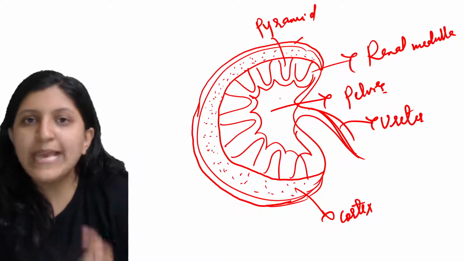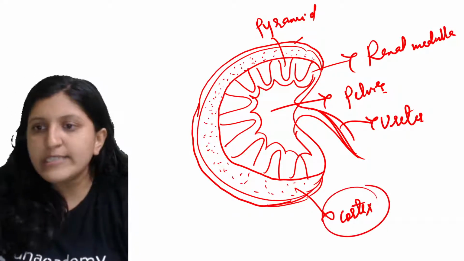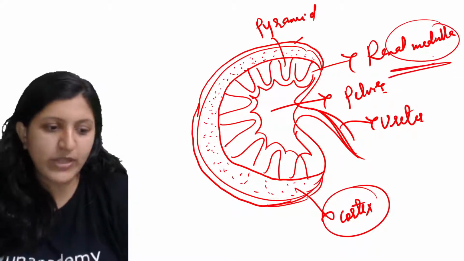And for labeling, they have asked only the renal cortex and the renal medulla, so that is to be done.